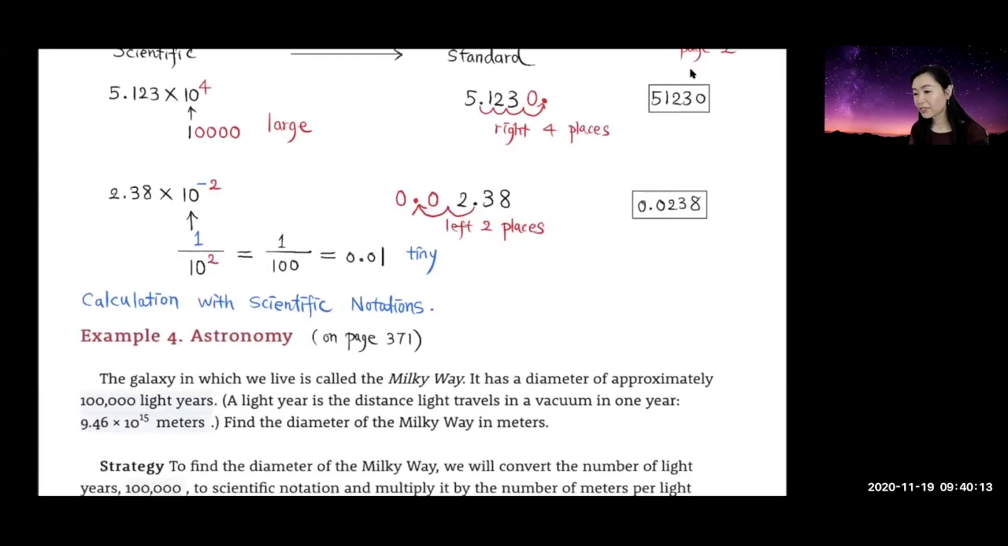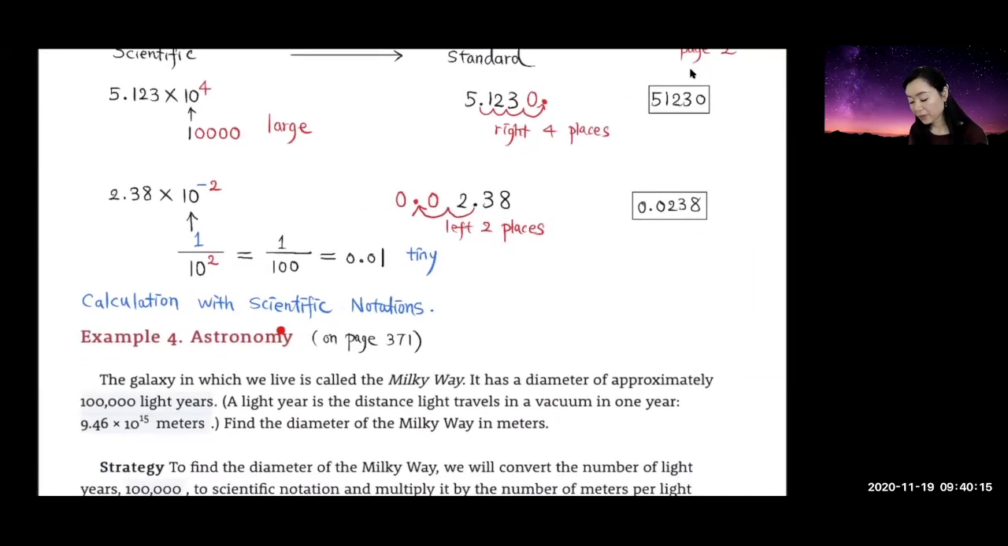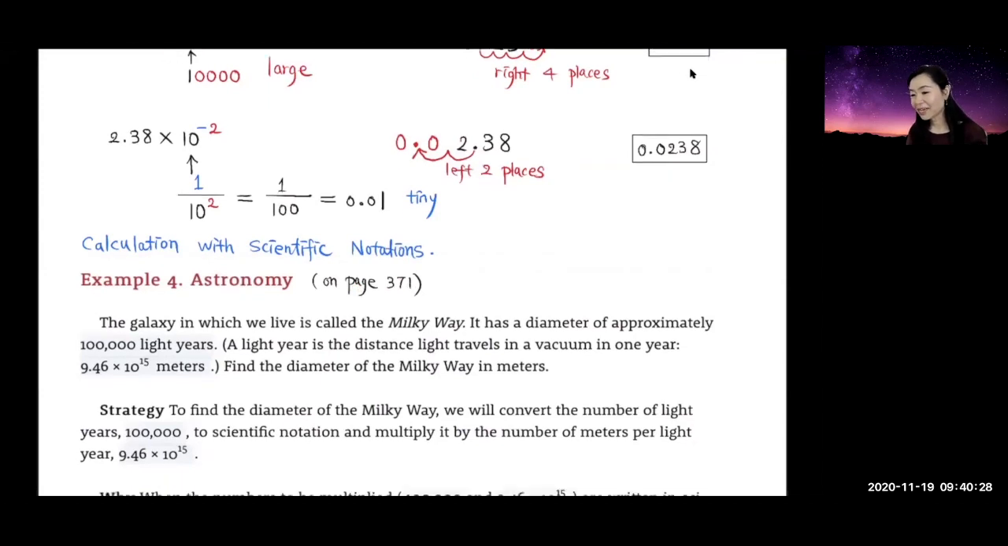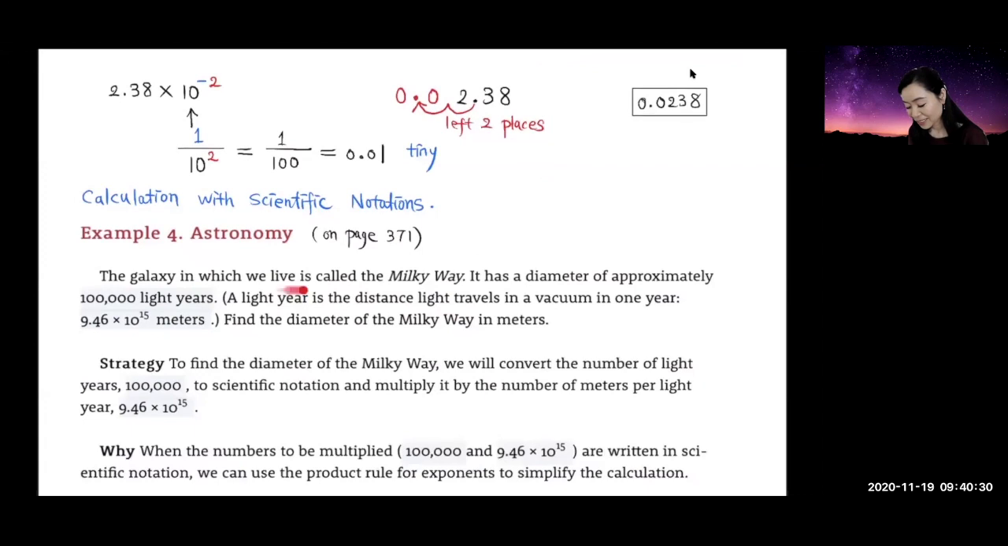Okay, now we're going to do some calculation with scientific notation. This is example 4, astronomy, on page 371 in our textbook. I would like to have a volunteer to read this whole paragraph to the whole class.